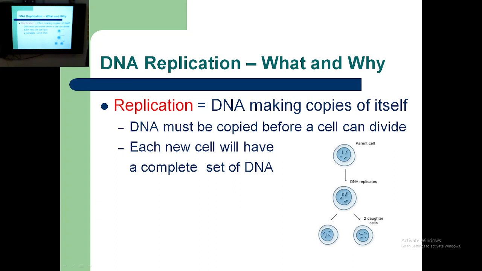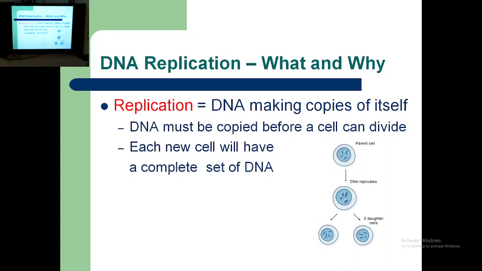So in the beginning, what do we mean by DNA replication, and why? DNA making copies of itself. Why does it need to copy itself? DNA must copy before a cell can divide, because we need the DNA for the cell, and when it is going to divide, each new cell will have a complete set of DNA.